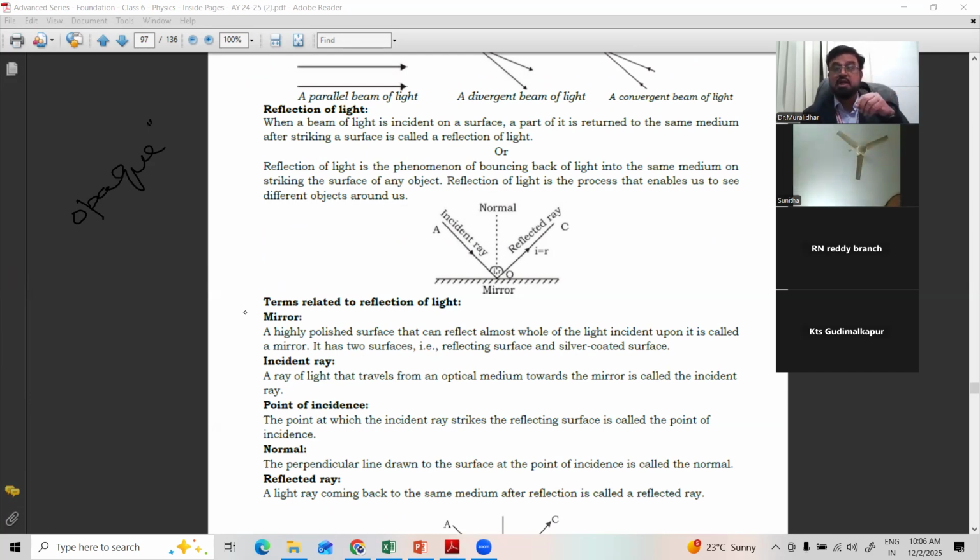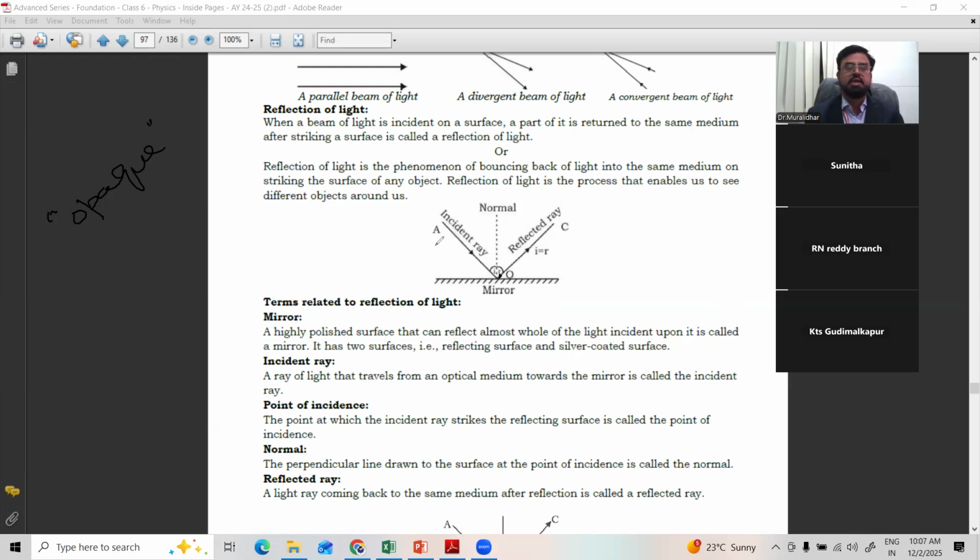When any light falls on a material which does not allow the light to pass through, like opaque, either glass or wood, iron, after striking, see, we are incidentally using this torchlight. After striking the mirror, it is returning back. So this is called reflection. Returning back of light or bouncing back of light into its original medium is called reflection.